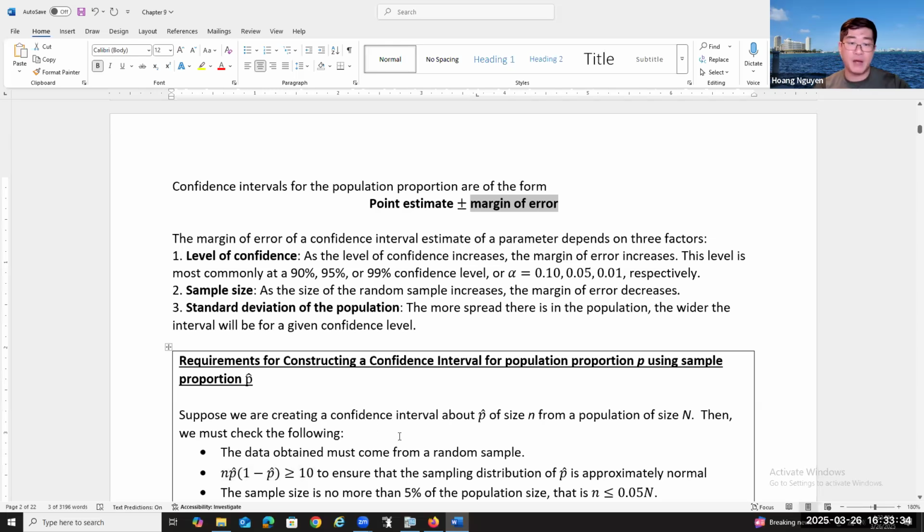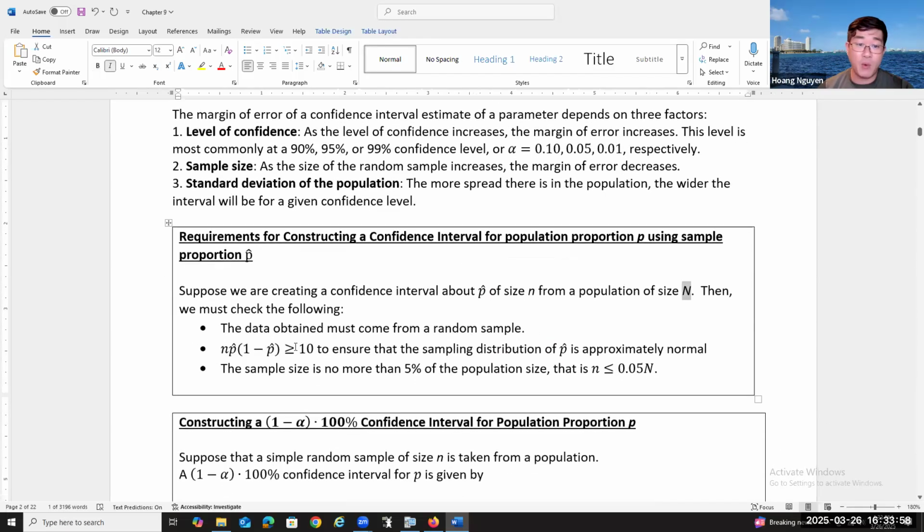Now suppose that we are creating a confidence interval about a sample proportion from a sample of size n from a population of size uppercase N. Then we must check the following. These are the conditions that you have to check first before you can actually perform the construction of the confidence interval. The first requirement is that the data obtained must come from a random sample. So make sure that the sample we selected is at random, a simple random sample, SRS.